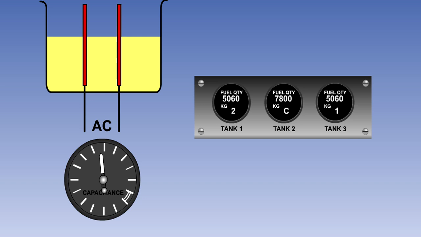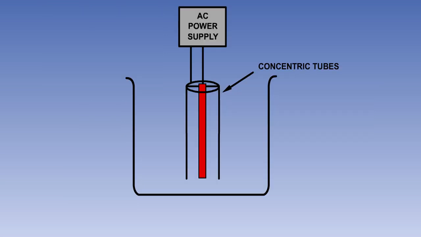Capacitance type detectors can detect changes in all materials, both solid and liquid. They are widely used in aircraft fuel quantity measuring systems. A typical capacitive fuel measuring device consists of two concentric tubes of metal with an AC supply across them, standing upright in the fuel tank.